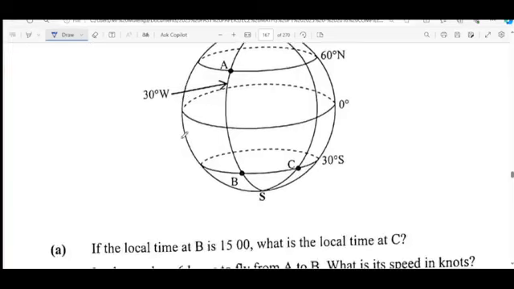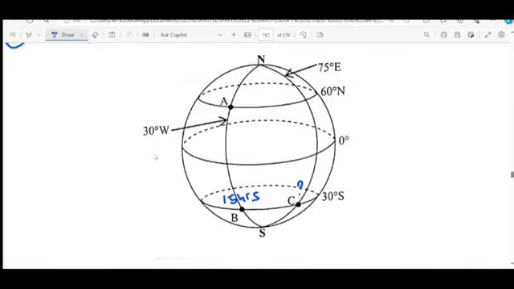So let us now look at our question. The question is, if the local time at B is 15 hours, what is the local time at C? So what is the local time at point C? We don't know. That's the first step. They want us to find the local time at C if we know the local time at B.